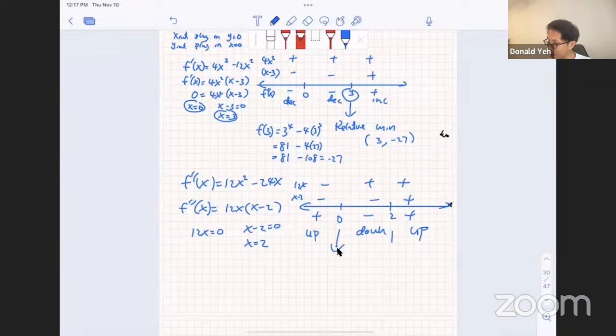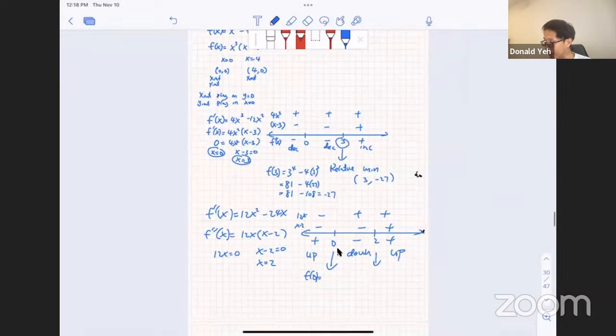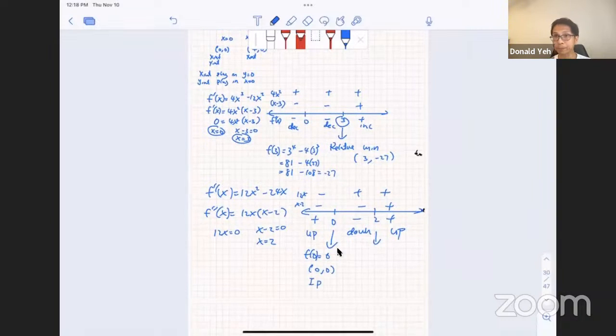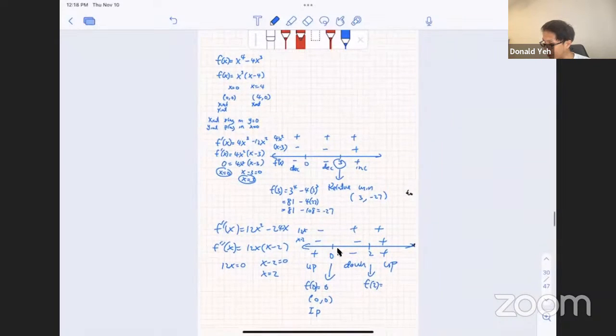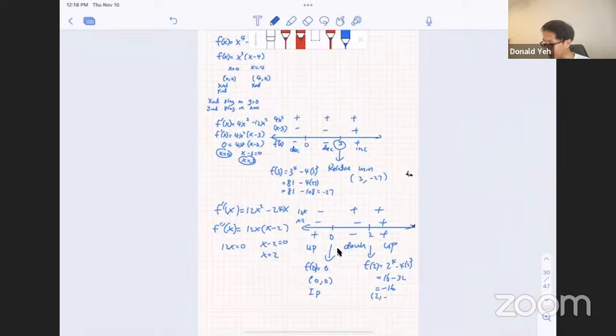So this is 0 and 2, but you have to go back to figure out the coordinates. f of 0 is going to be 0, so (0, 0) is going to be an inflection point. We're going to call it IP. And for 2, I'll plug in. So f of 2, and if I do a calculation wrong, just let me know. 2 to the 4th minus 4 times 2 to the 3rd is equal to 16 minus 32, which is negative 16. So it'll be (2, negative 16).